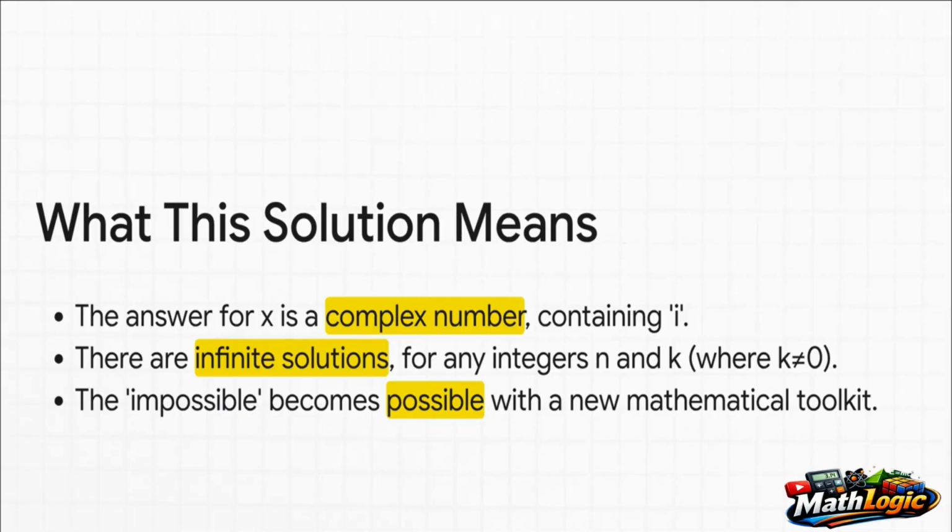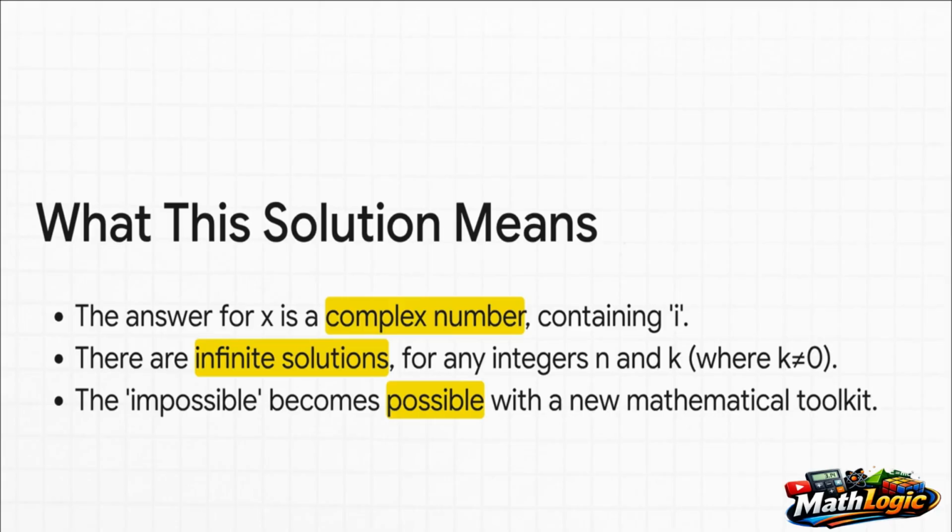So let's just wrap our heads around this. The answer to what is x isn't a single number on a line. It's a complex number. And because you can plug in any whole numbers you want for n and k, as long as k isn't 0, of course, you get an infinite number of solutions. Every single one of them is a valid answer.